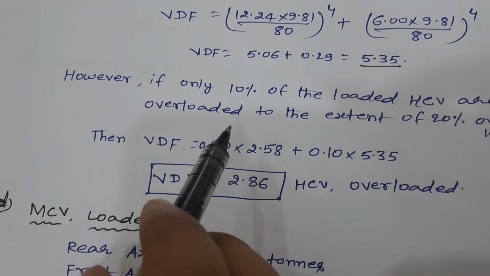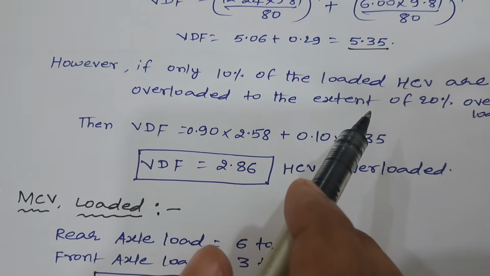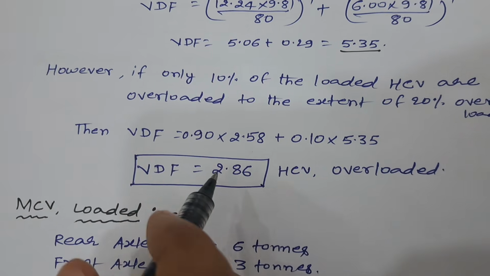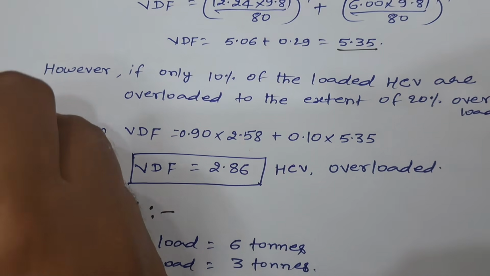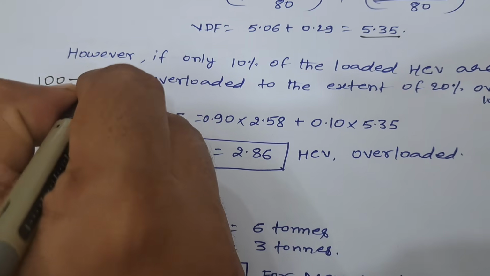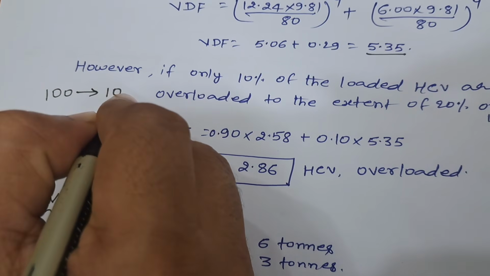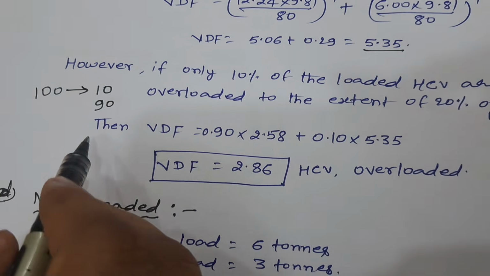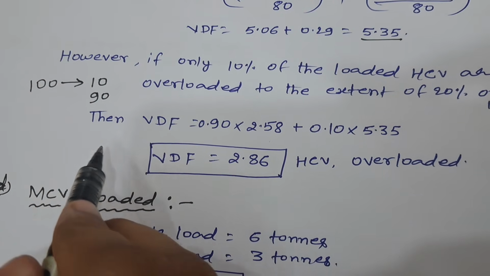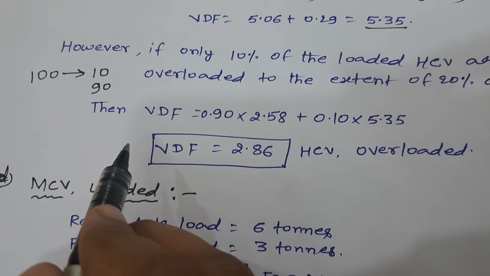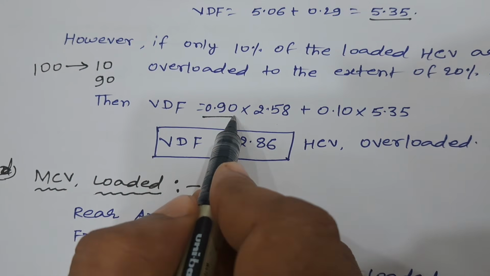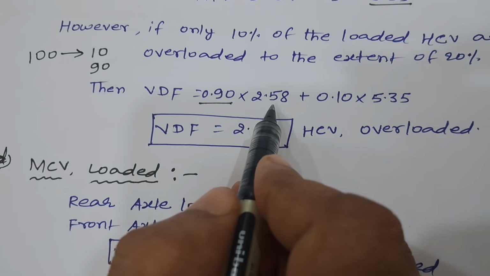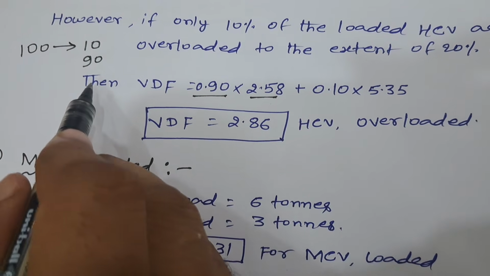However, if only 10% of the loaded heavy commercial vehicles are overloaded to the extent of 20% overload, it means suppose 100 vehicles are running, only 10% or 10 vehicles are going overloaded, and the remaining 90% are going with normal load only. To calculate VDF in this case, 90% means 0.9 into 2.58. Already we found VDF for heavy commercial vehicle is 2.58, and 10% overloaded.